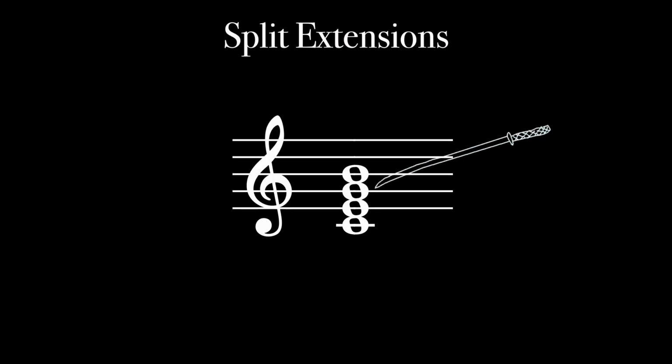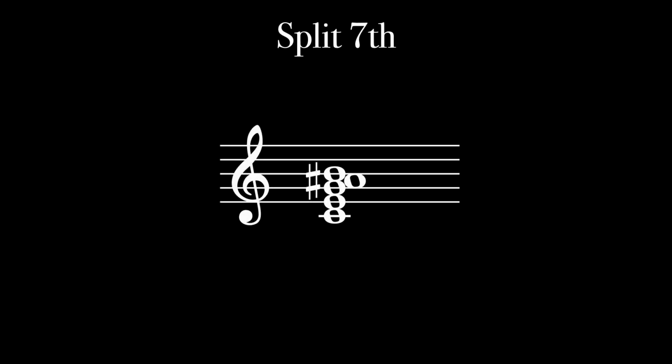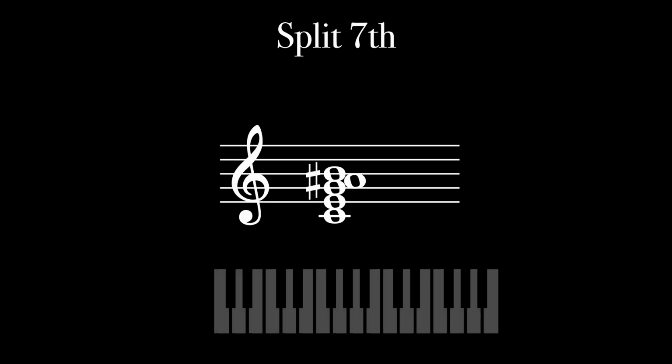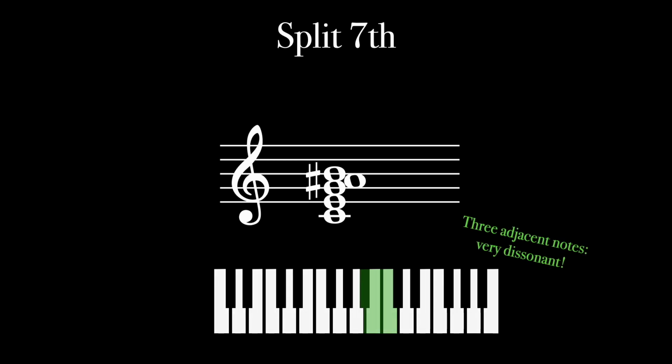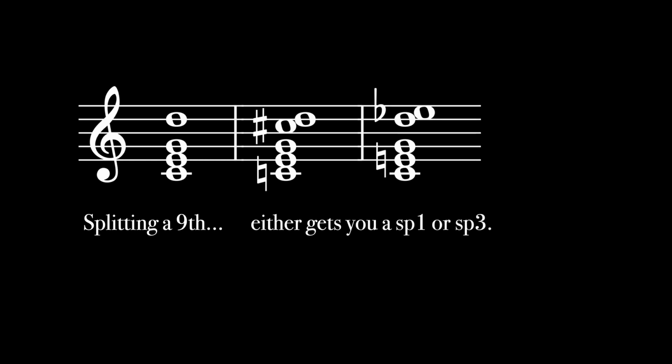Now, let's turn up the heat. Not much to say about the split seventh. This is the most dissonant of the split chords, as it contains 3 adjacent notes. These 3 adjacent notes also break the diminished scale pattern. We split a 7th. Can we split a 9th? Not really. Splitting the 9th is the same as splitting a root or a third, and adding an extra note. At this point, you're entering elbow on the piano territory.